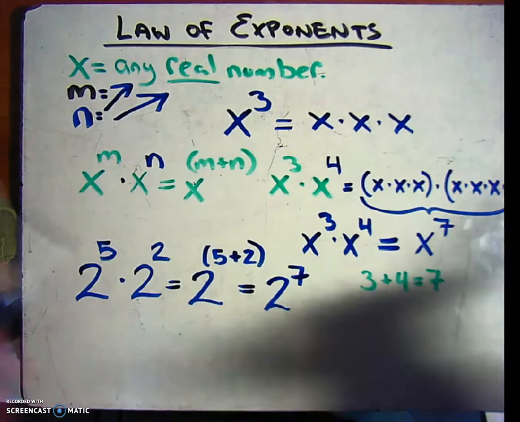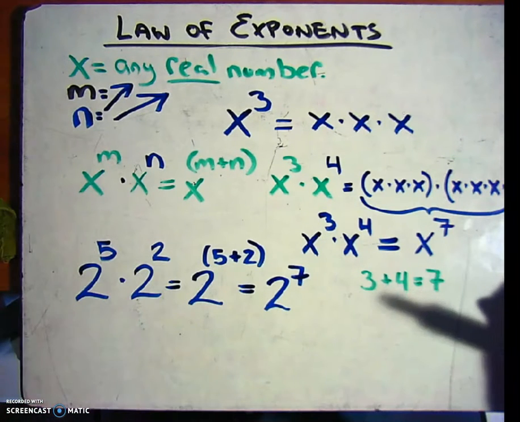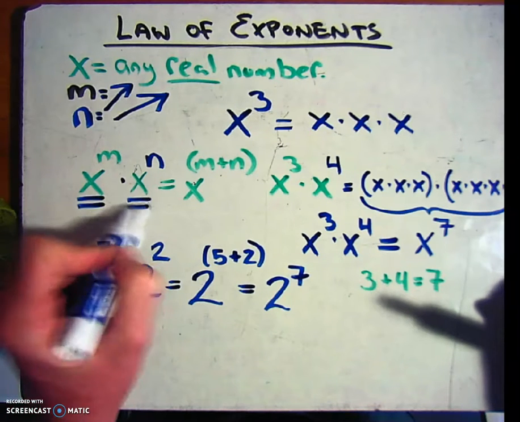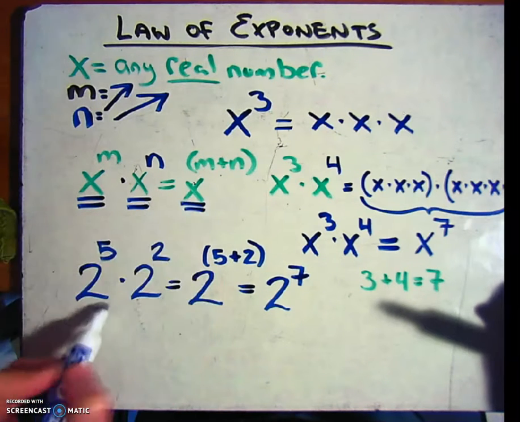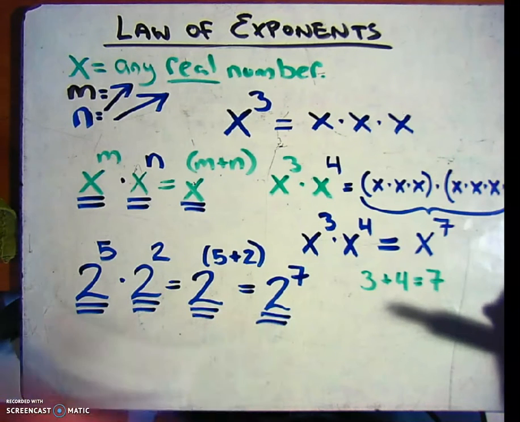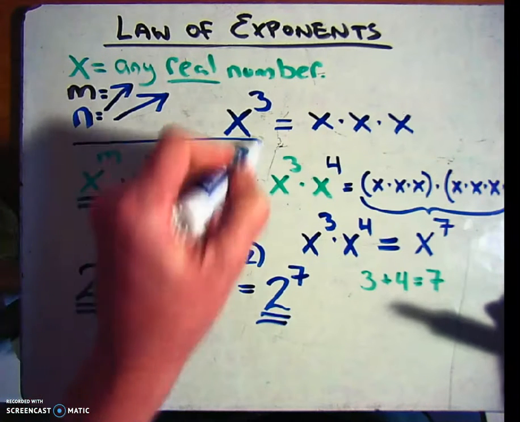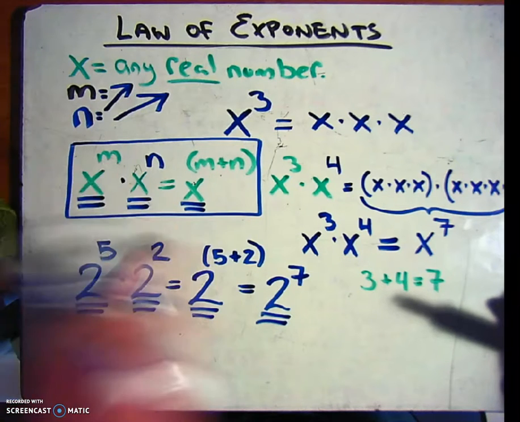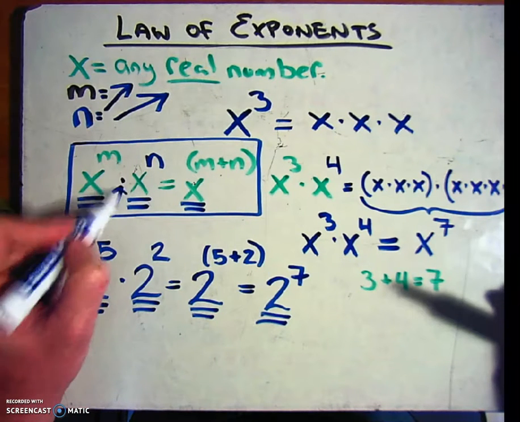So one of the laws of exponents says that if your base is the same, and remember that is very important, the base has to be the same value. When the base value is the same, you can add the exponents together when you're multiplying.